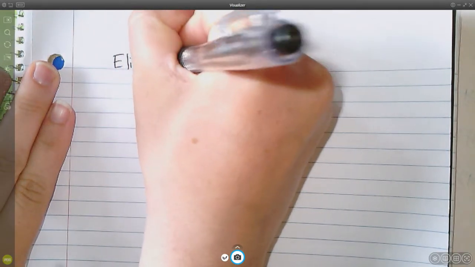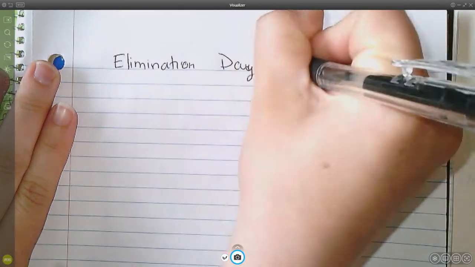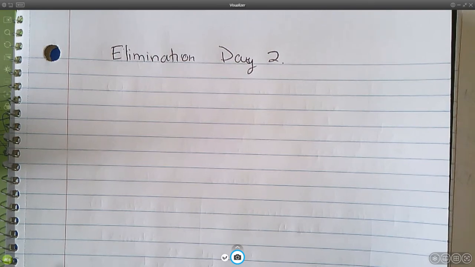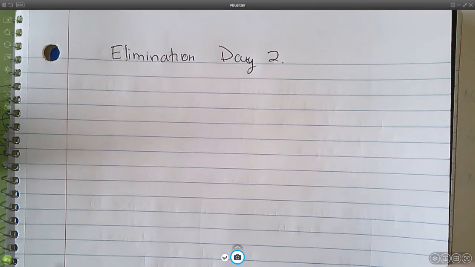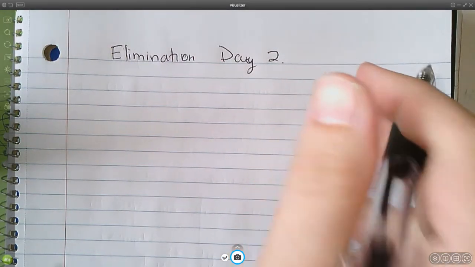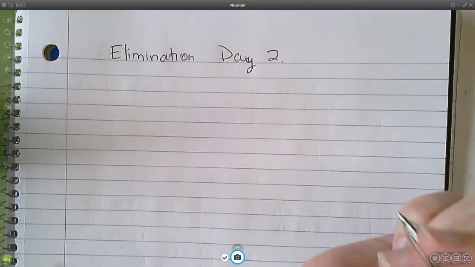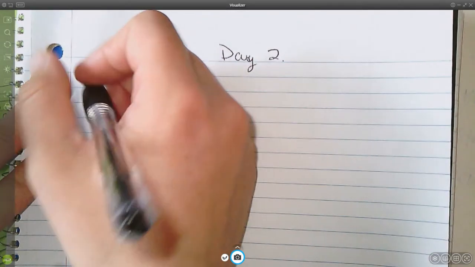All right, so we are moving on to elimination day 2. Yesterday we wrote 6 steps on how to solve a system by elimination. Our first step was to look at both of our equations and find a term that was exactly the same, but one was positive and one was negative. Today we're going to look at examples.